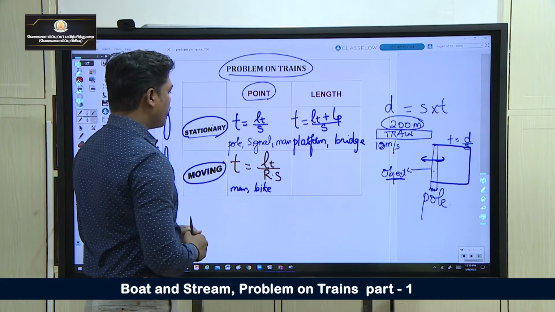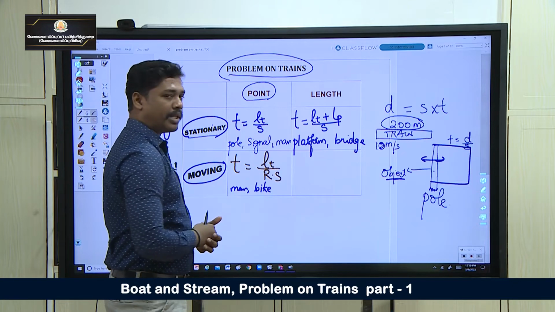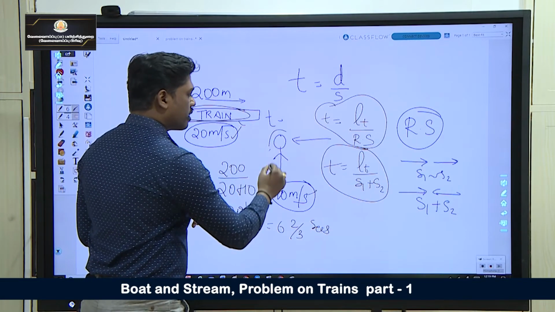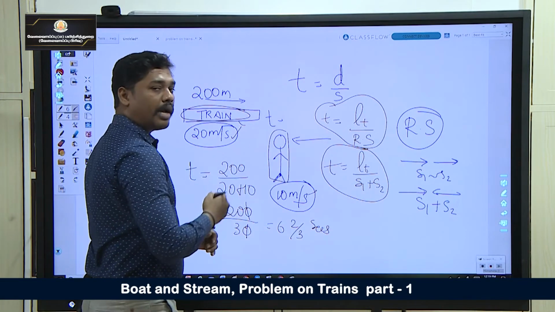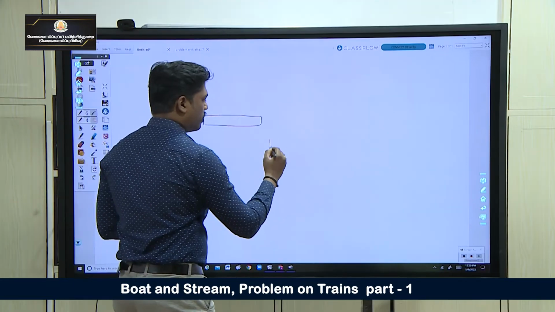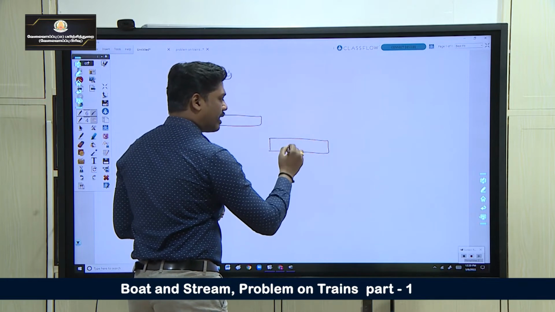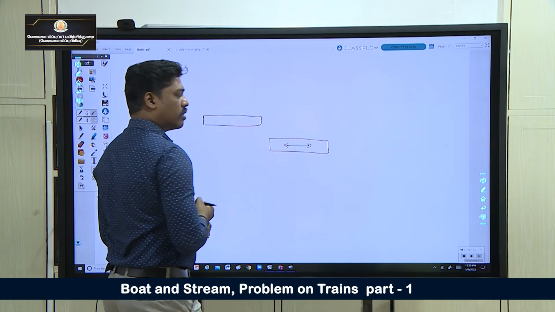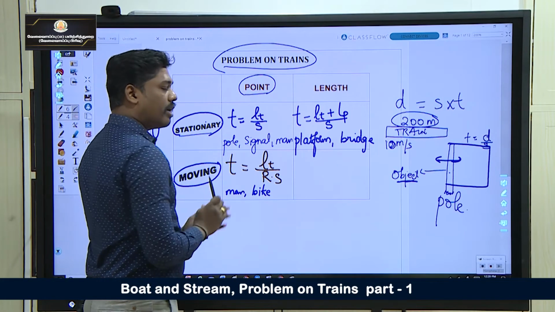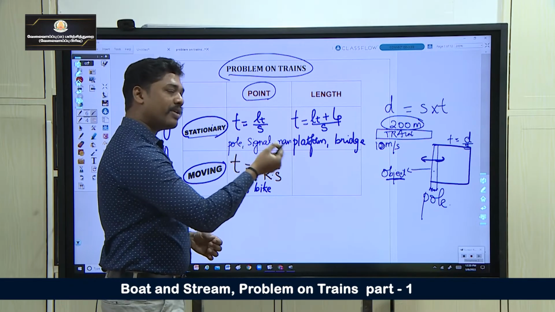So the third formula is time is equal to length of train divided by relative speed. For what? Moving and point. This object is moving but has some length. So this object has some length and it is moving. What example can I tell? Point means I can tell stationary point. A fixed one means I can tell pole, signal, man. They are point as well as fixed.